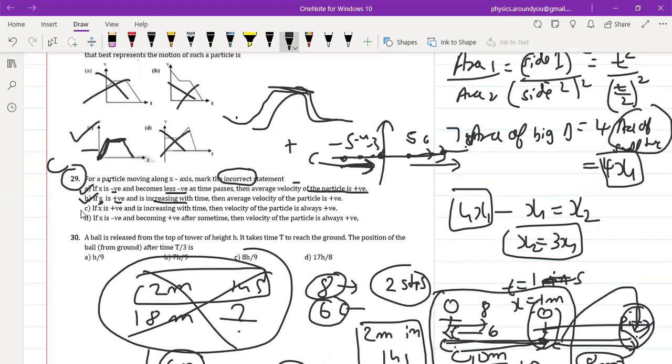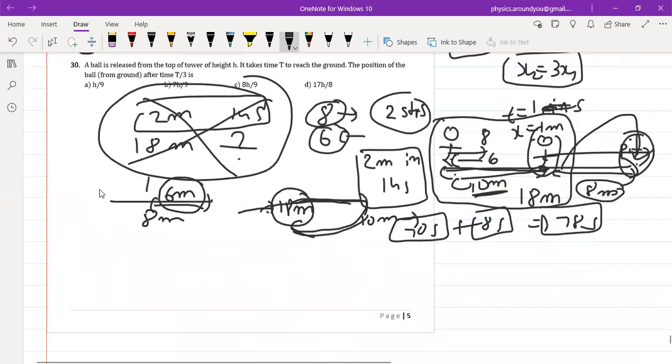What about part C? Well, C is also right because the velocity of the particle is always positive. Since it is always headed in the positive x direction, x is positive and increasing with time, it means it always has positive velocity due to sign convention. Anything pointing towards right is positive, left is negative, top is positive, bottom is negative. Sign convention. Even C is right. So by elimination, the only incorrect statement can be D. So 29 goes with D.